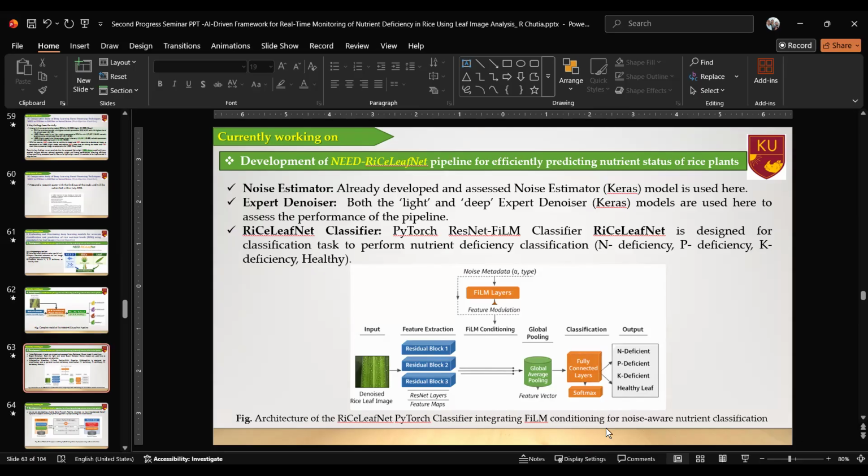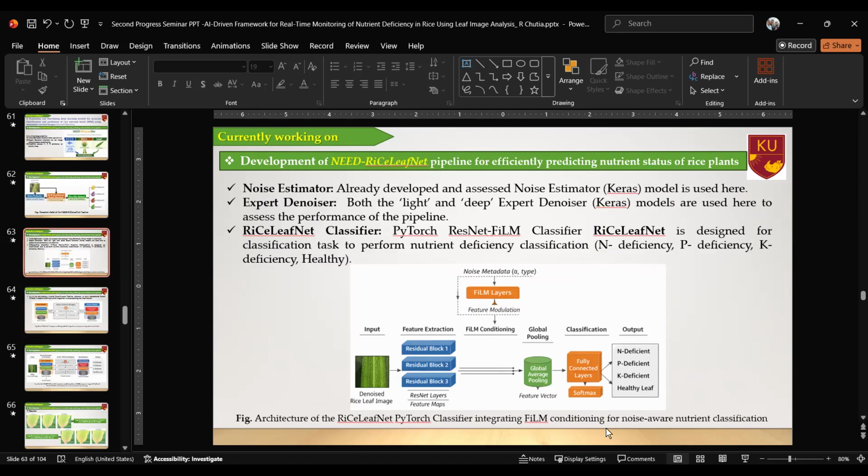The input is the noisy, I have written denoised image. Oh, sorry, it's okay, denoised image. So this is RiceLeafNet, this is not NEAT RiceLeafNet. This is the RiceLeafNet model where only the denoised image will be provided, where three residual blocks will be there, and in between we'll provide the noise metadata for FiLM modulation. The FiLM conditioning will be there. Then global pooling, and after that fully connected layers will be there, which will classify the nutrient classes. So this is our proposed model, and we're working on that.